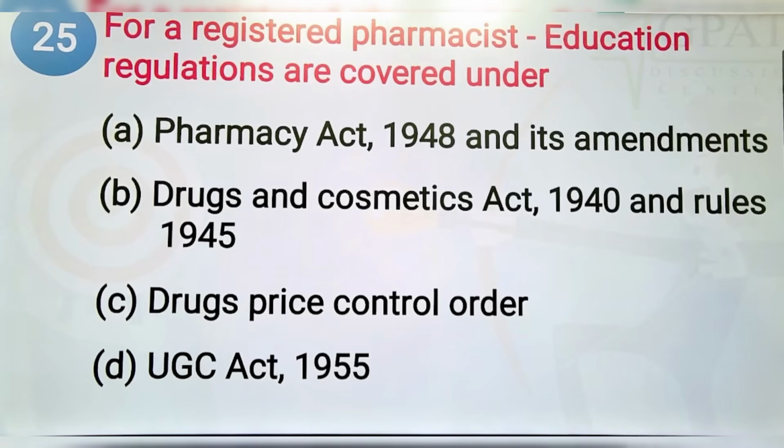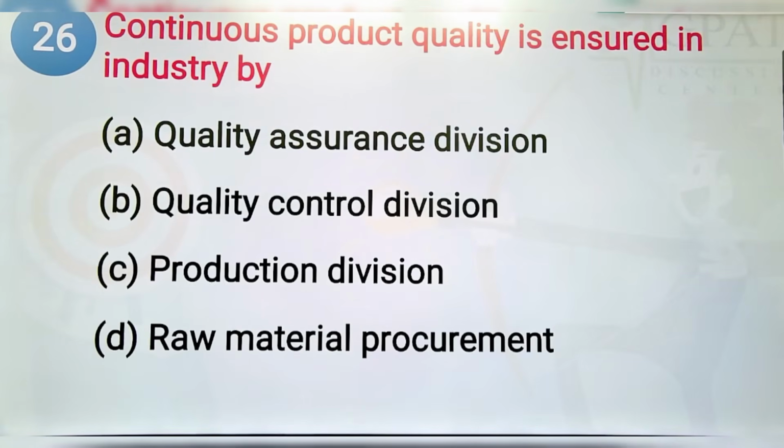Next is, for a registered pharmacist, education regulations are covered under the Pharmacy Act 1948 and its amendment, Drug and Cosmetic Act, Drug Price Control Order, or UGC Act 1955. We know that for registered pharmacists, the Pharmacy Act is there, 1948, and its amendments.